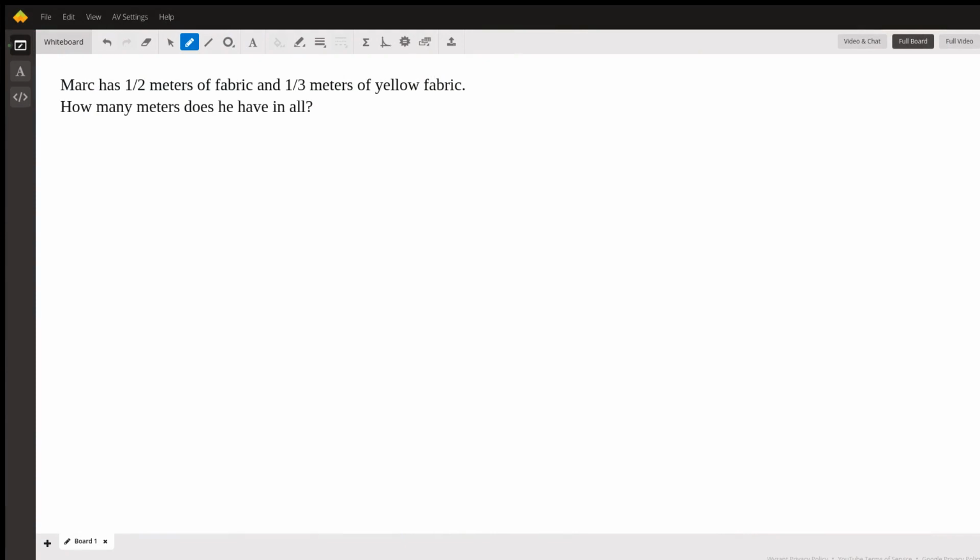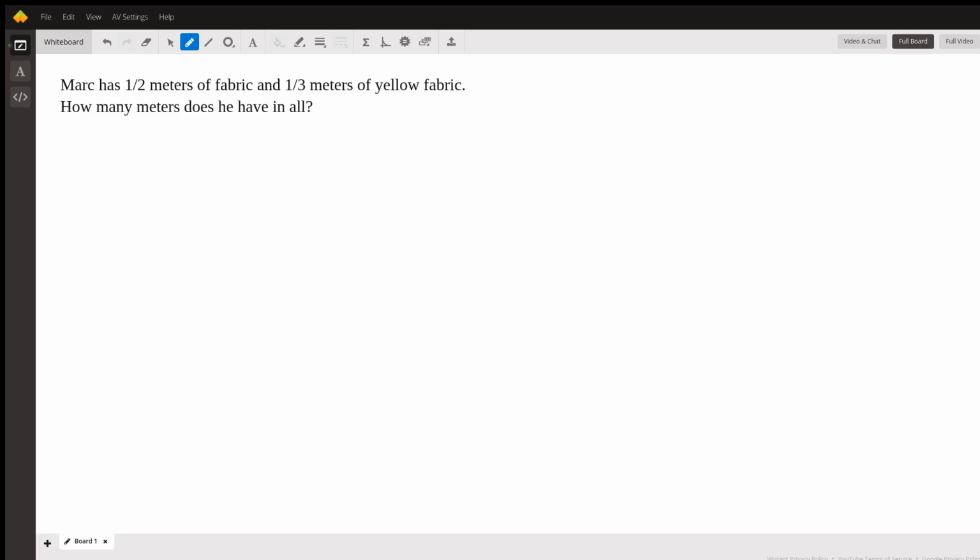Mark has 1/2 meters of fabric and 1/3 meters of yellow fabric. And the question is asking how many meters does he have in all? So this is a word problem, and with word problems, what I like to do is identify the given information so that I know what I have, and then identify what this question is actually asking us for.